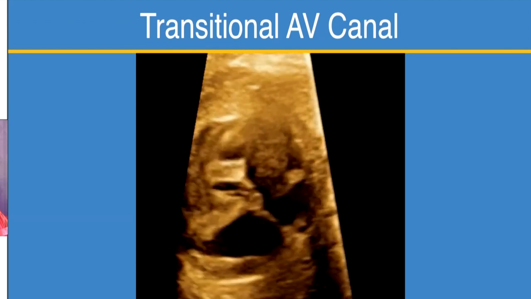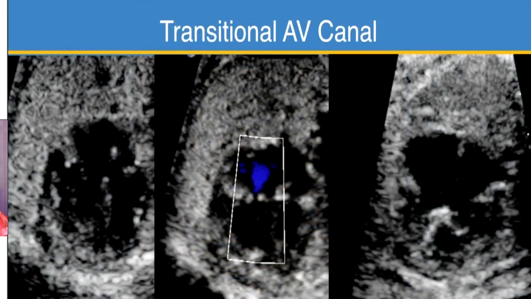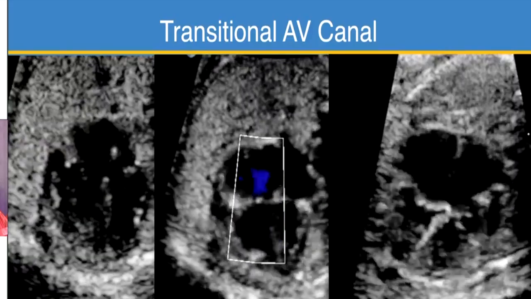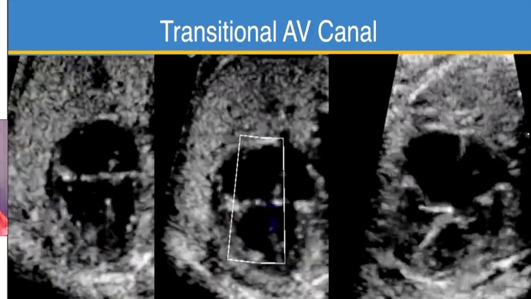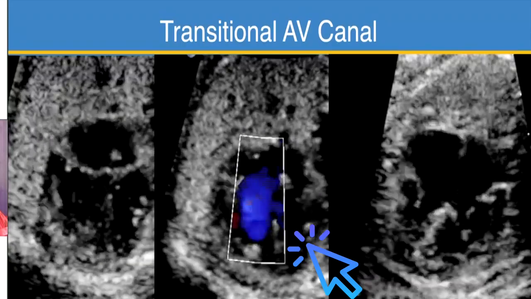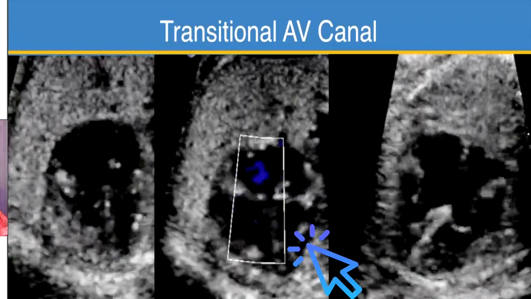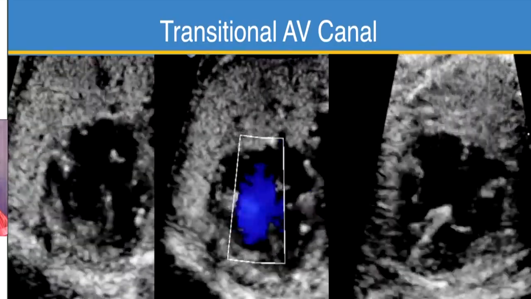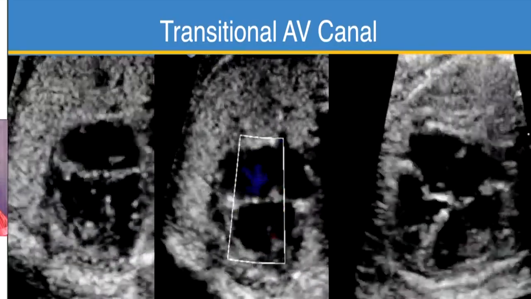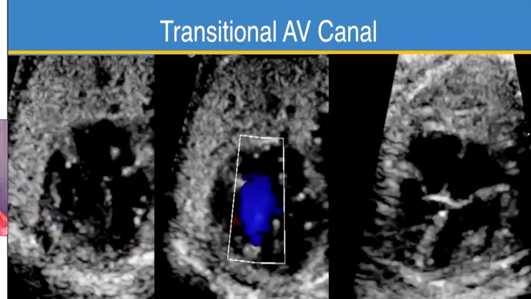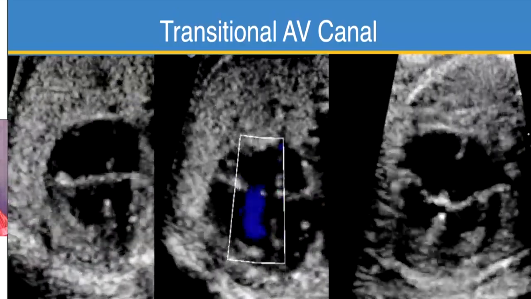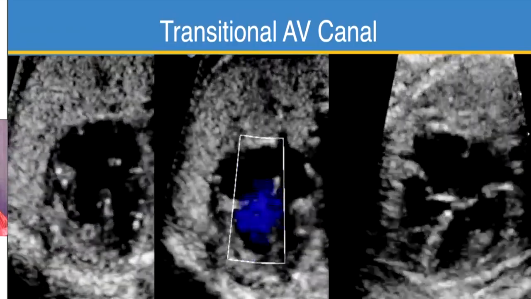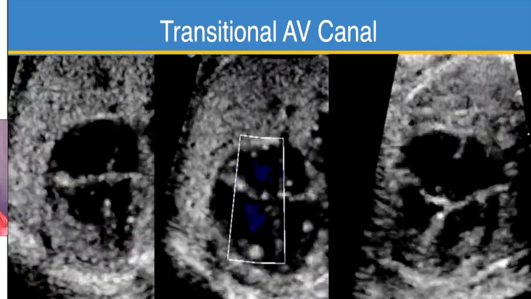In all types of canals, of course, we want to look for AV valve regurgitation, mitral and tricuspid valve regurgitation. This is an old slide. You want to get a sense, like you could see here, it's not completely well balanced. So sometimes it takes a lot of effort to figure out: is it balanced or not? How well balanced is it? In terms of trying to predict whether these babies will be candidates for two ventricle repair with a very good prognosis versus single ventricle repair with a much more guarded prognosis.